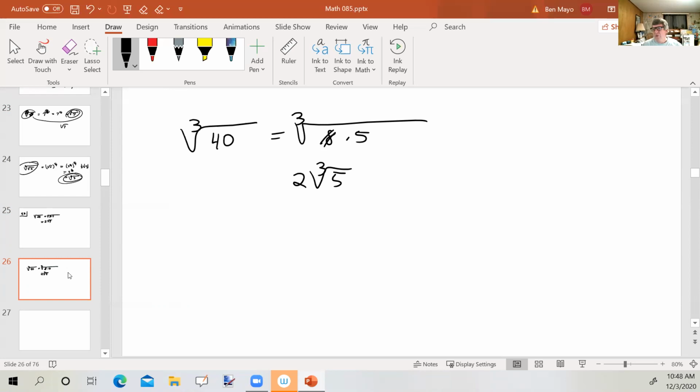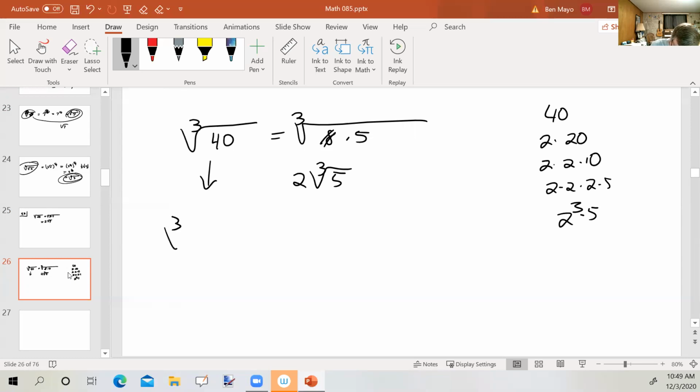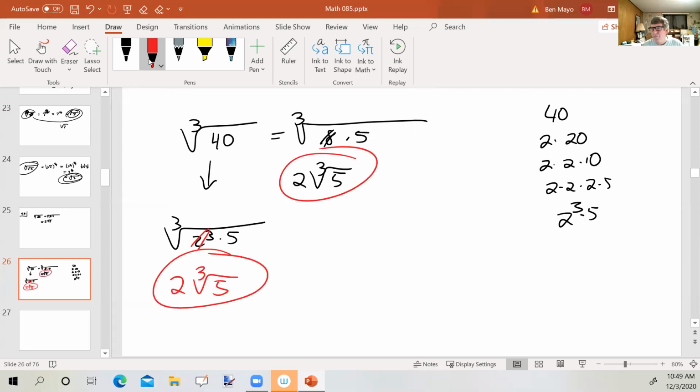Now, what if you can't just look at 40 and see that, oh yeah, 8 is a factor and it's a cube? What could you do? You could take 40 and you could break it down using prime factoring and say, oh, it's 2 cubed times 5. So then you could say, well, this is 2 cubed times 5, but the cube root of 2 cubed is a 2 on the outside, and we arrive at the same answer. So if you can't just see it, you can work it out.